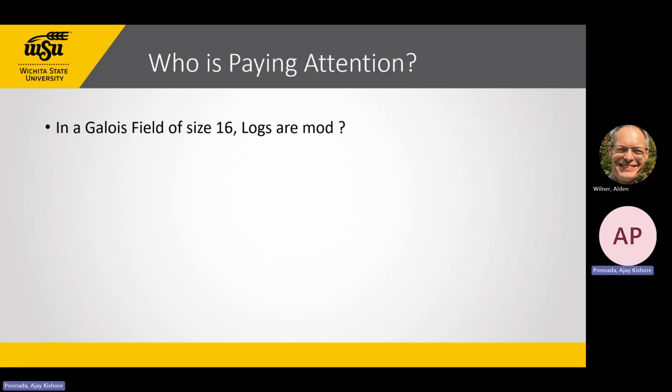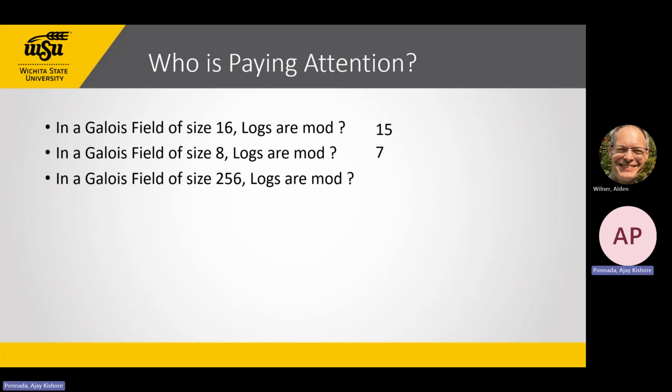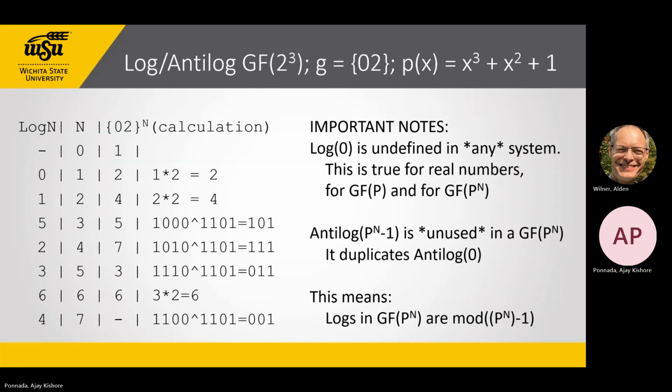Who is paying attention? In a Galois field of size 16, logs are mod what? It should be less than 16, so minus 1, the answer should be 15. So if it's size 8, logs are mod 7. If it's 256, it's 255. It's 1 less than the number, because we are not using log of 0. So log of 0 is undefined in any real number.